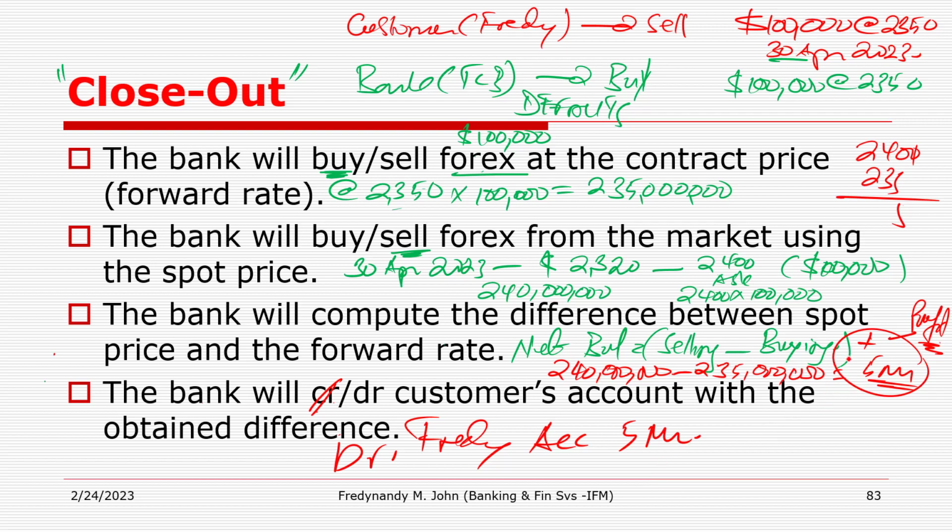Had it been the opposite, that is, if the difference had been negative, it means the bank is the one that has incurred loss. Therefore, the bank was supposed to credit Freddie's account with the same amount. But in this scenario, we see that the bank is going to earn a profit of 5 million, and therefore that is the exact amount that's going to be debited from this customer's account. That is how you close out a forward contract.